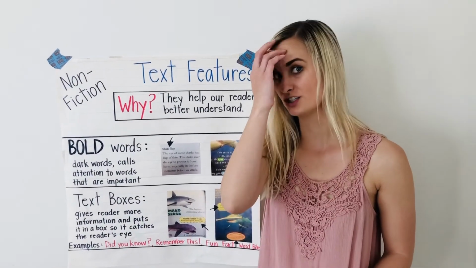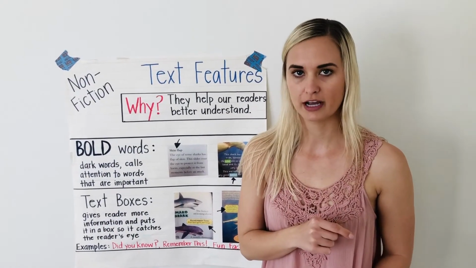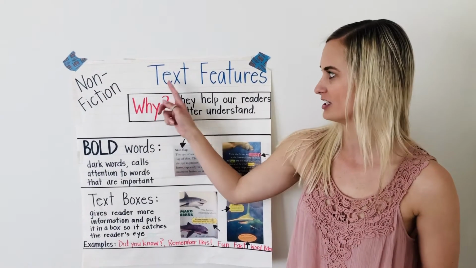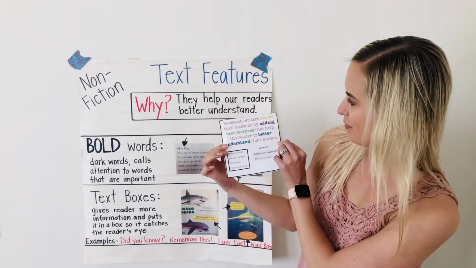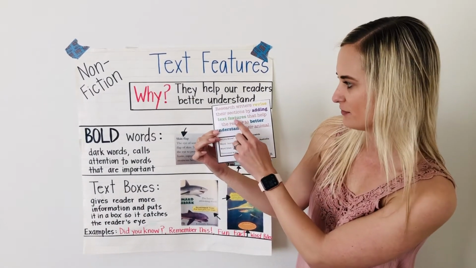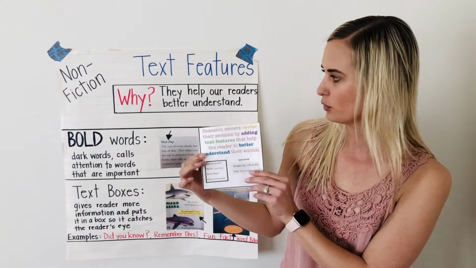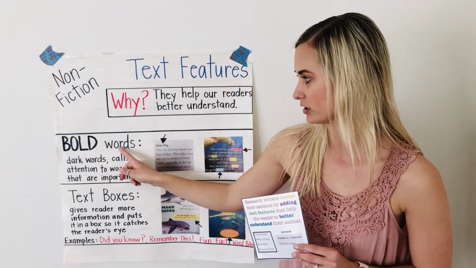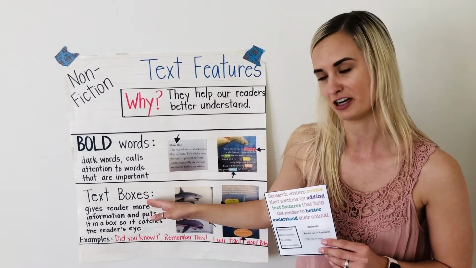Today we are going to do a revising lesson. We'll go back to our animal report and add nonfiction text features to our books. We will be revising our sections by adding text features that help the reader better understand their animal. So we will be going back and adding bold words and text boxes. You might have seen these before in nonfiction books.